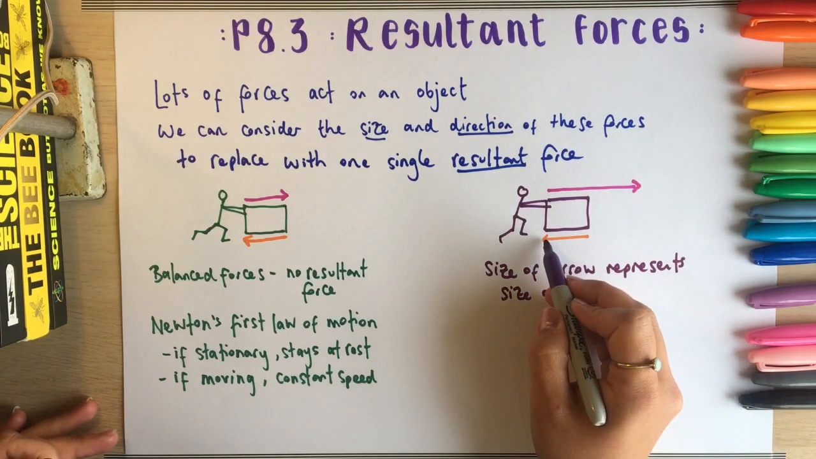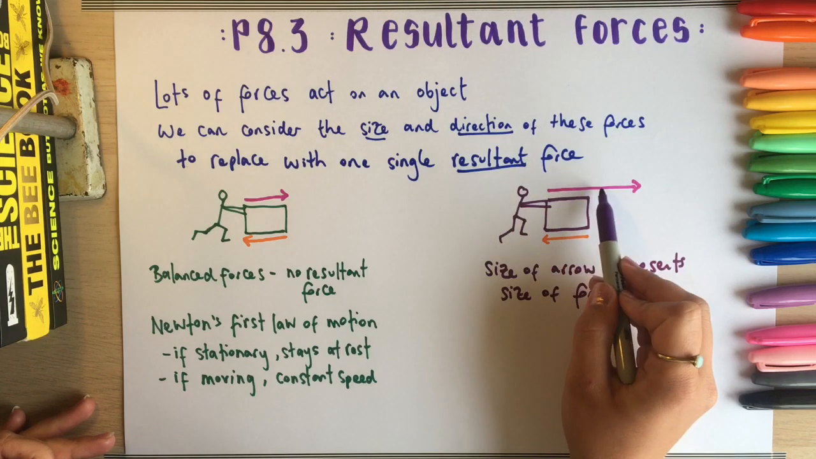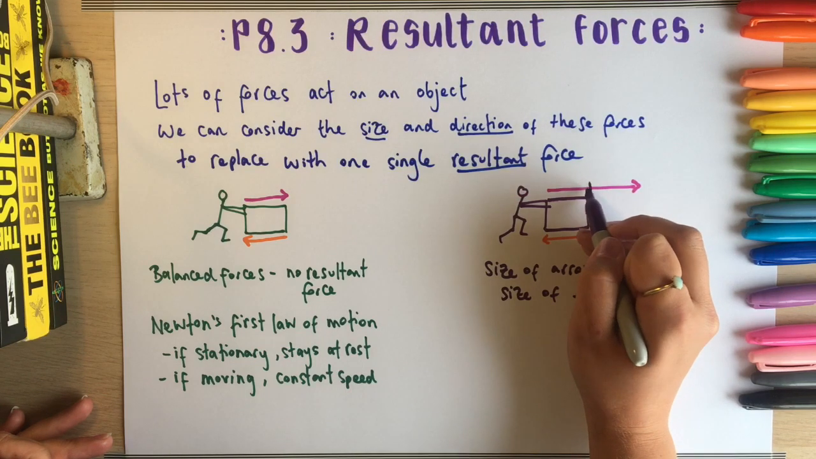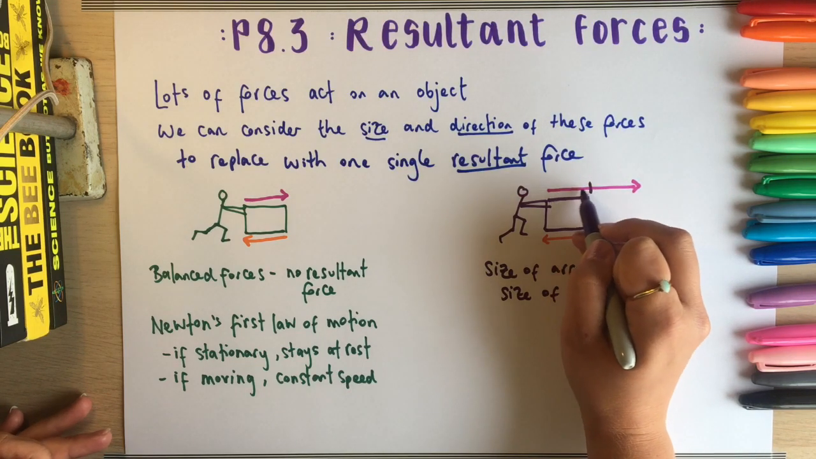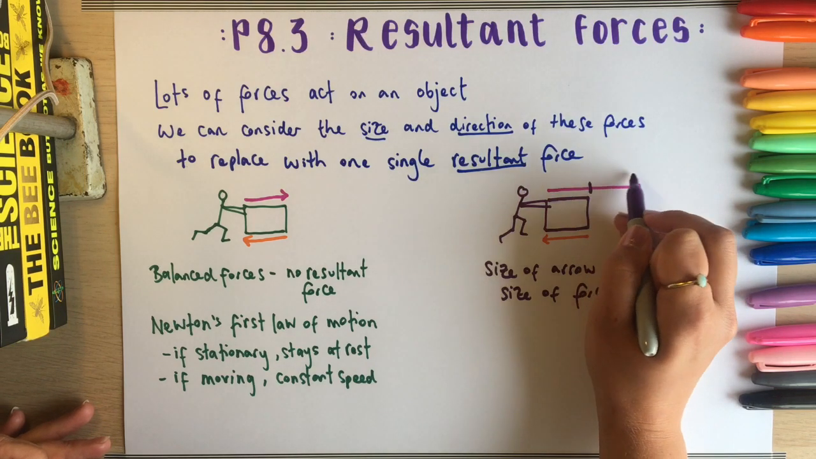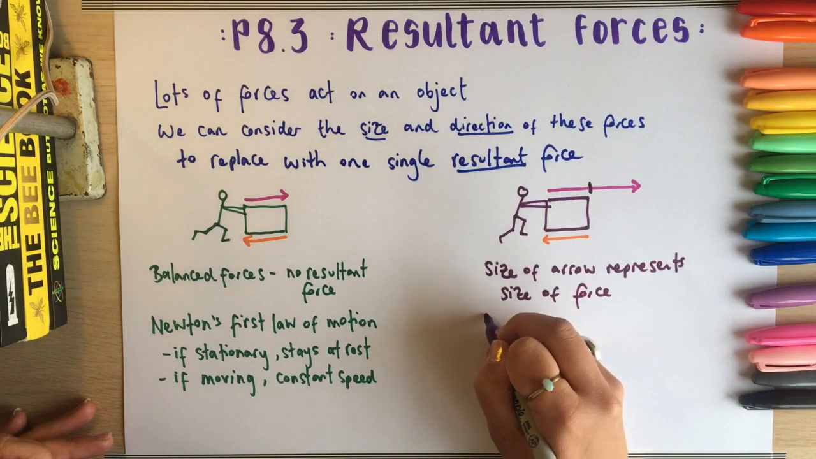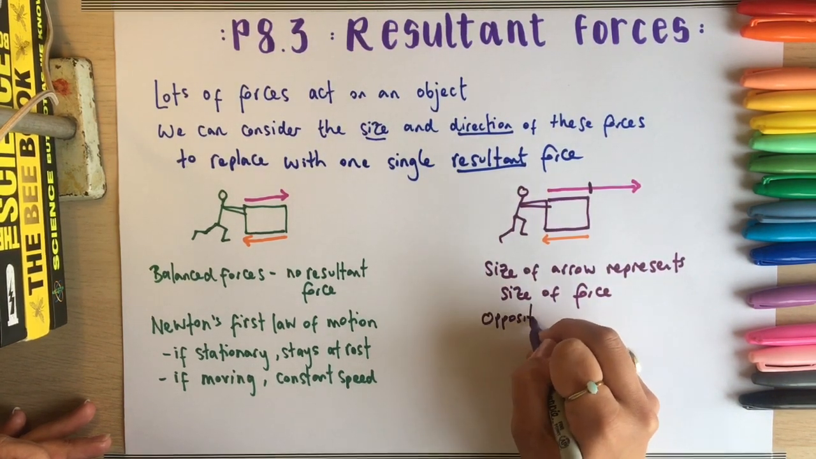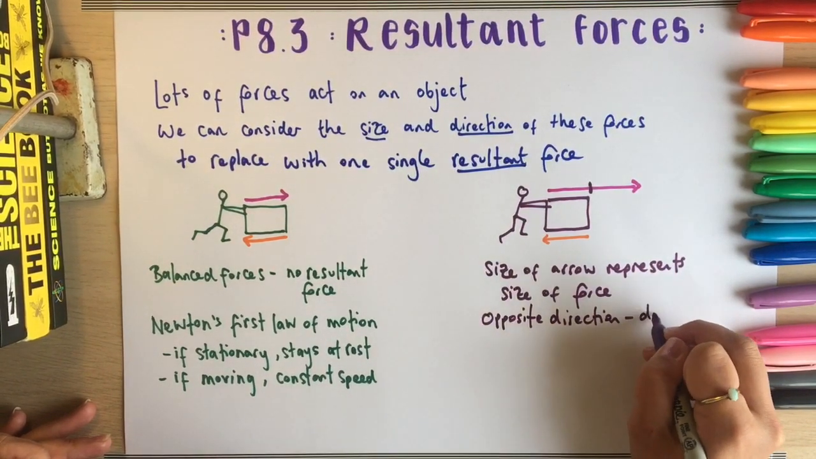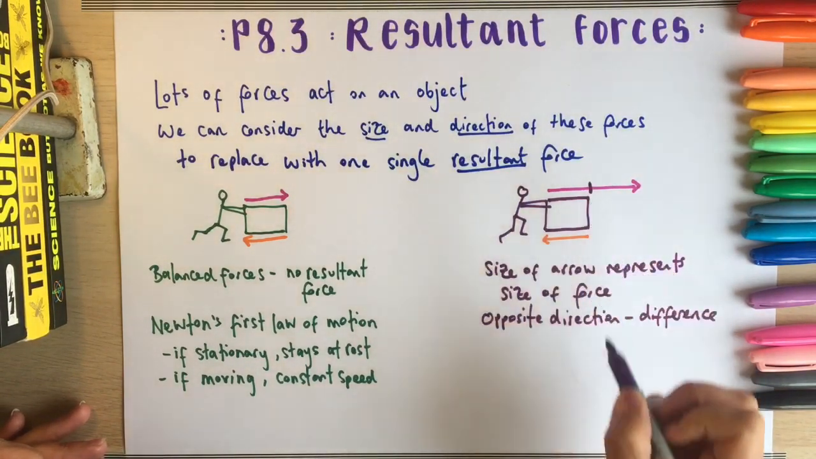So if we look at this orange arrow, if we moved it, and looked at what proportion of the pink arrow it takes up, going up, that means that part of the force would be cancelled out by the orange bit. So the resultant force would be this bit that's left over. If they're in opposite directions, then it is the difference between the two arrow sizes.